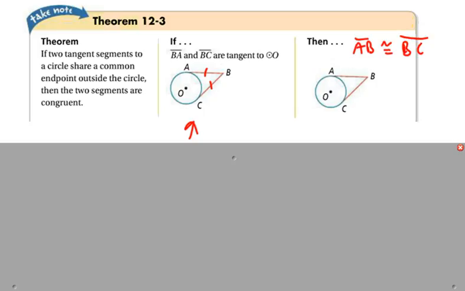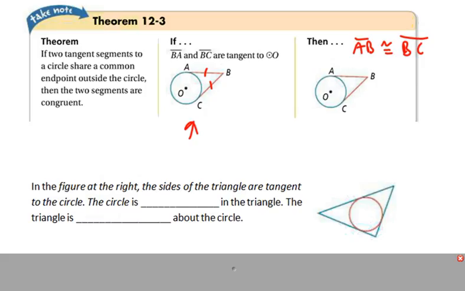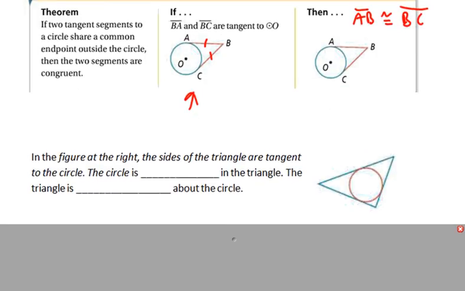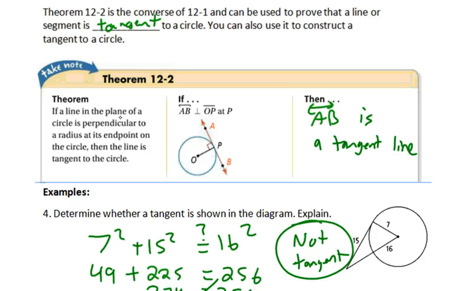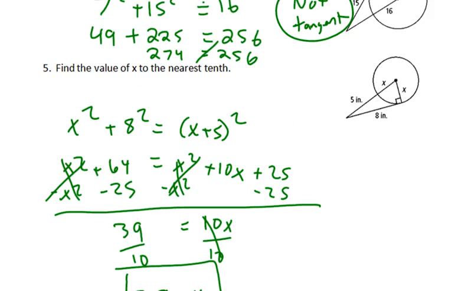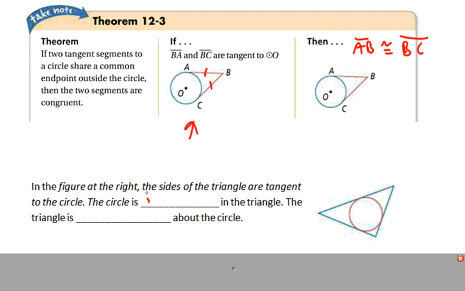Okay, so in the figure to the right, the sides of the triangle are tangent to the circle. The circle is inscribed in the triangle. The triangle is circumscribed about the circle. Some words just so you can remember back when we learned these originally.